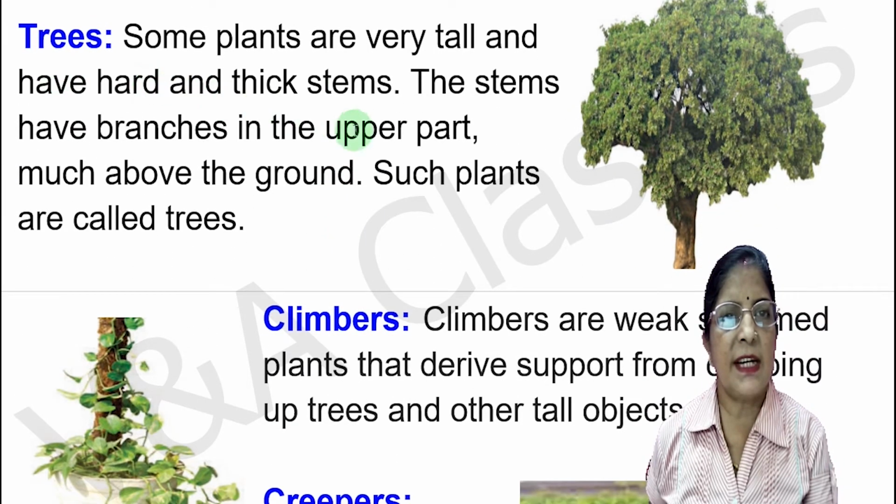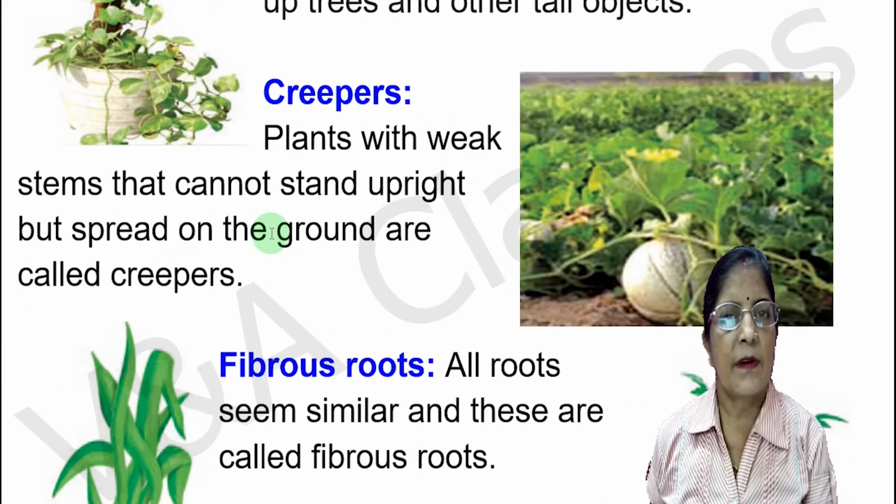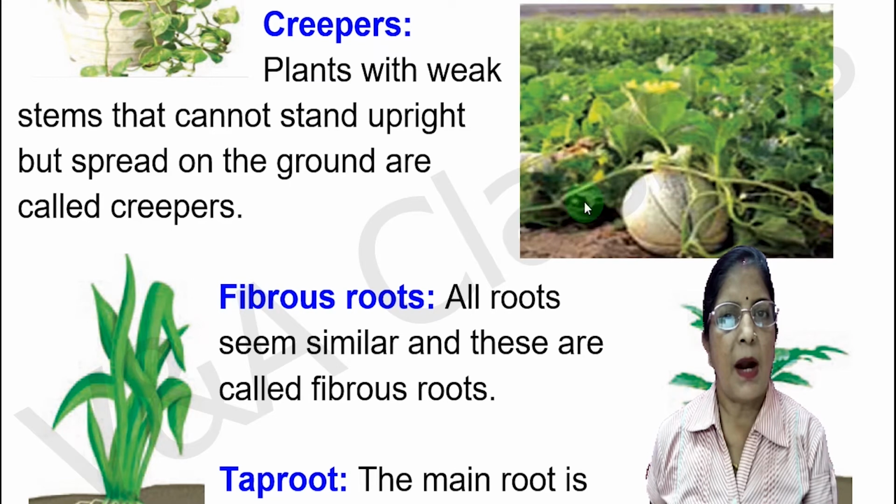Next keyword is trees. Some plants are very tall and have hard and thick stems. The stems have branches in upper part, much above the ground. Such plants are called trees. Next keyword is climbers. Climbers are weak stem plants that derive support from climbing up trees and other tall objects. Next keyword is creepers. Plants with weak stems that cannot stand upright but spread on the ground are called creepers.